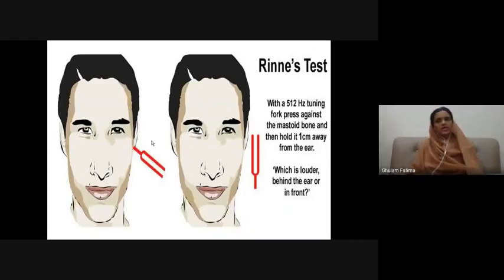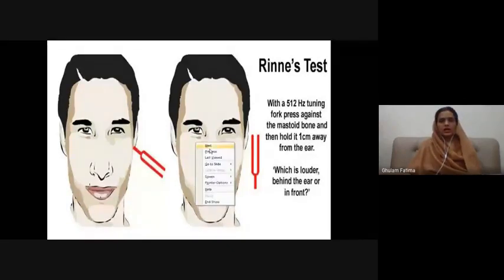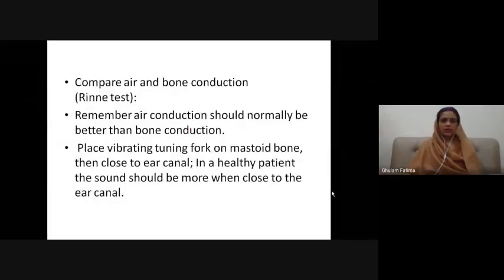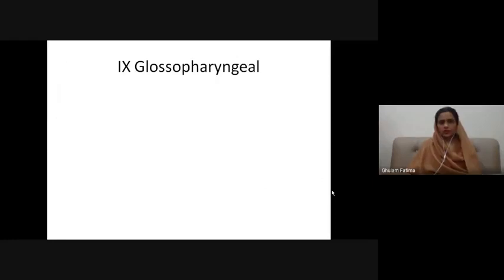So actually, this is the air conduction. This is when we place it on the mastoid, this was the bone conduction. Air conduction must be better than the bone conduction. So obviously, if it is not the case, then the patient has some kind of problem, and we need to check further what kind of problem it is and where the conduction problem is. Air conduction should be better than the bone conduction.